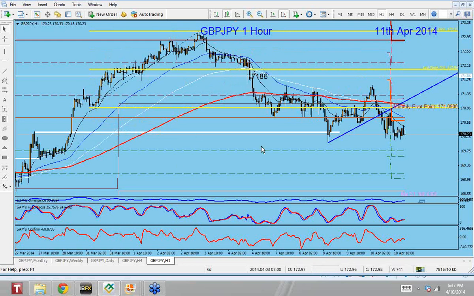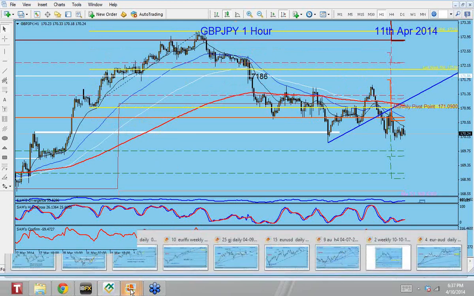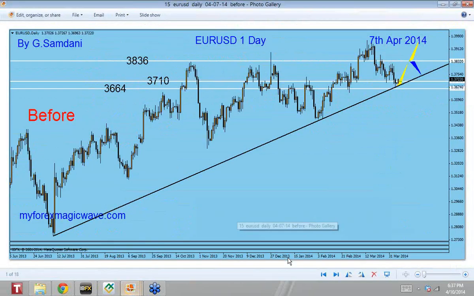Okay, so this is yen index and pound yen. Let's go and take a look at the euro USD, my most favorite pair. Euro USD, this was the chart.